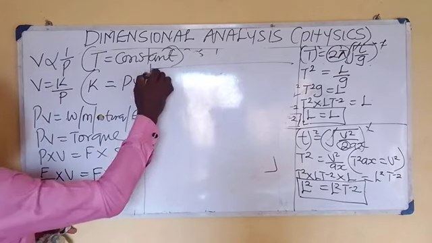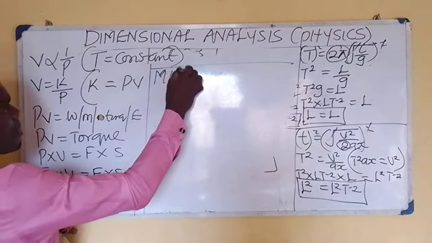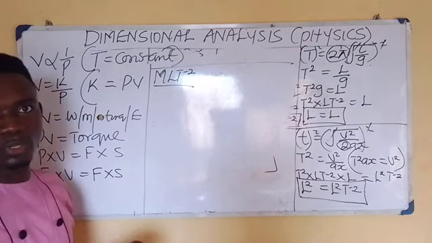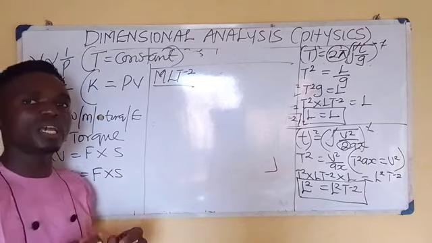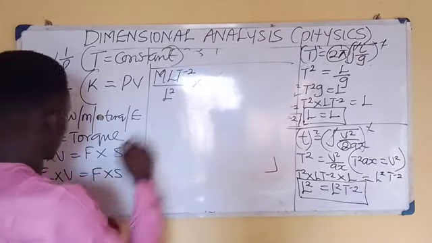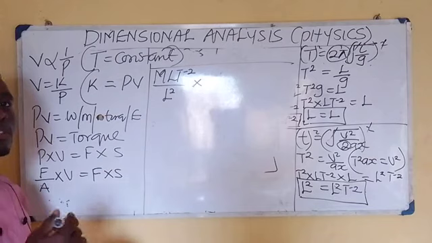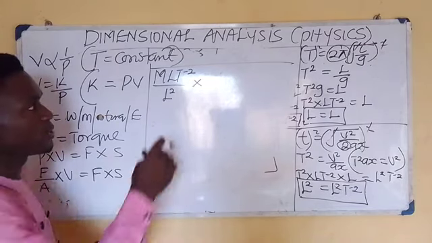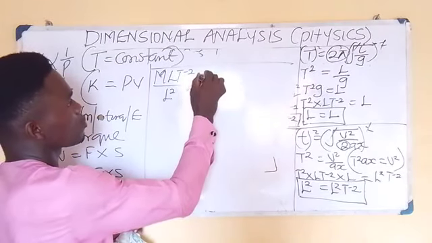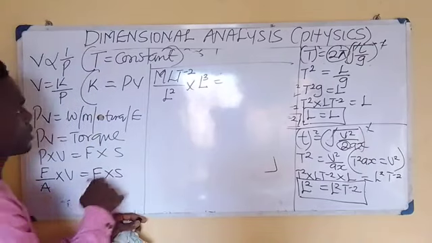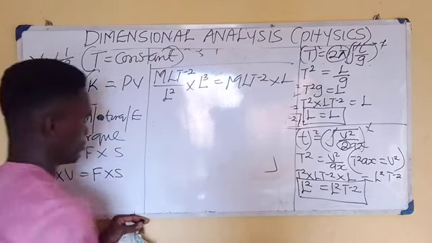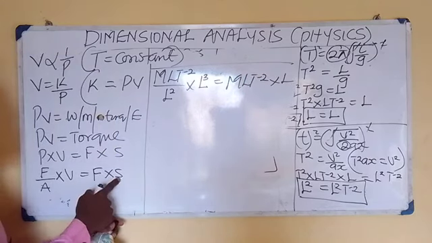So force, don't forget force is MLT minus 2, over area, which is length times breadth. Yes, we know. But in dimension, we say L times L, and that will give us what? L squared. The volume, we know that volume is length times breadth times what? Height. But in dimension, we go with length times length times length. I'll be having what? Length what? Cube. And don't forget force is here MLT minus 2 times what? L. Right? Because this L stands for what?